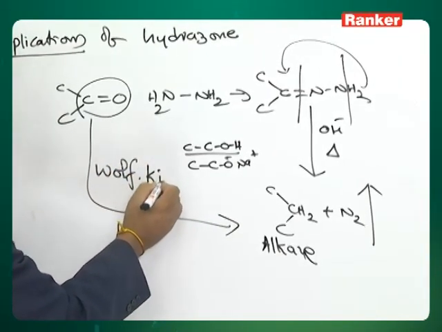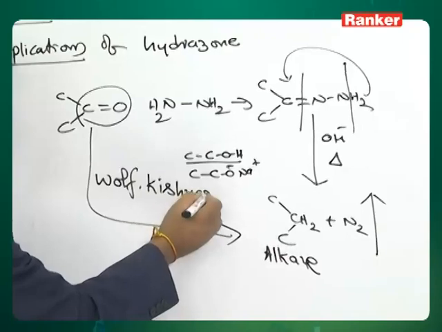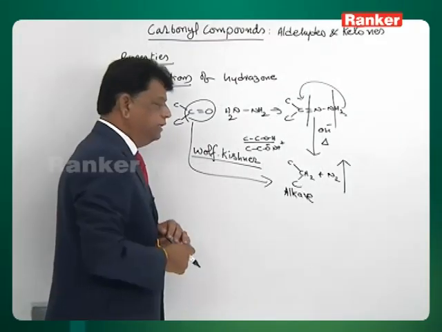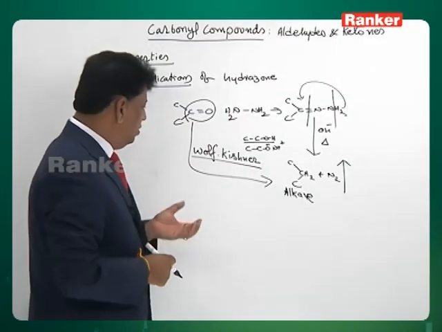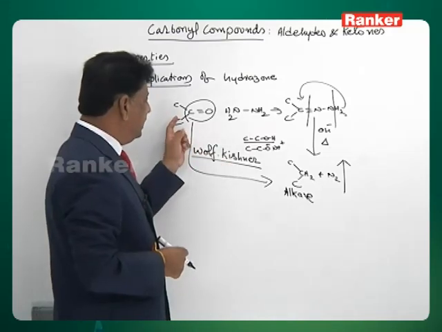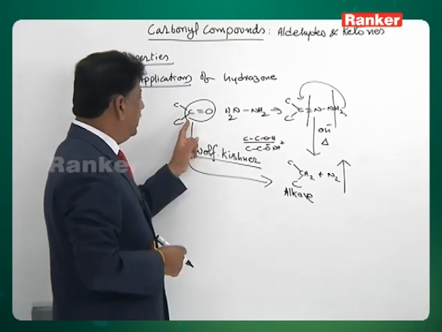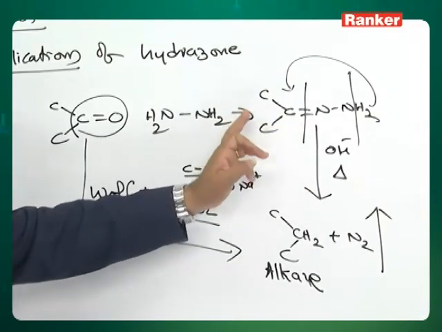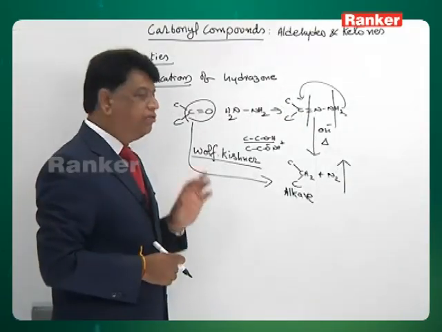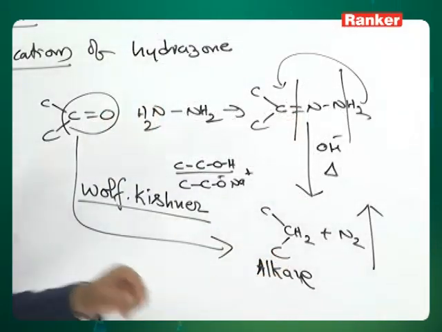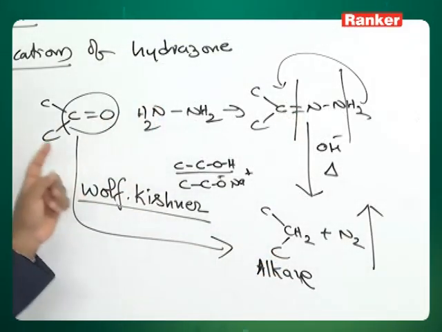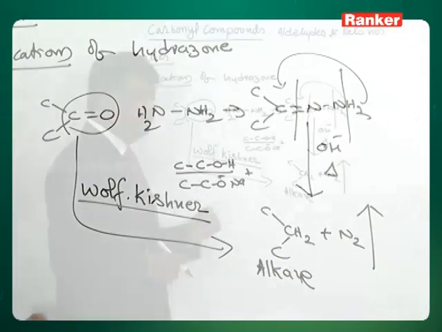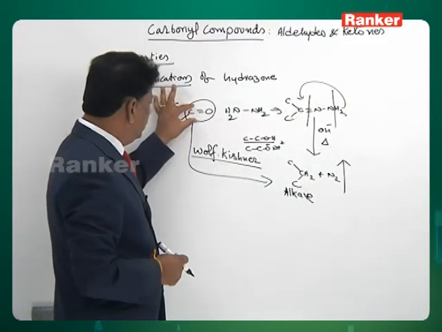Wolff-Kishner reduction. This is not the Wolff rearrangement, it is the Wolff-Kishner reduction. In this reduction, the carbonyl compounds are first converted into hydrazones. The hydrazones are heated with a strong base, and they are converted to alkanes. So, the net conversion is that a carbonyl compound is converted to an alkane, that is the total reduction of C=O.